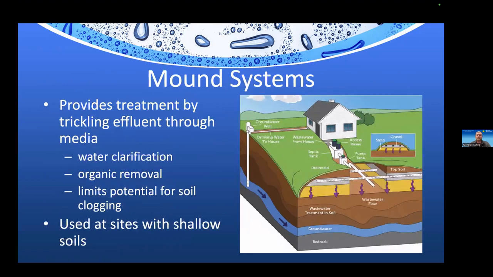We also have a lot of mound systems in the state of Missouri. It provides treatment by trickling effluent through the media that often is sand. We get water clarification, organic removal, it really limits the potential for soil clogging, and it's used at sites with shallow soils. That's why they're above ground as a mound. It's because we're trying to get away from all the bad stuff in our water table. So we raise them up.